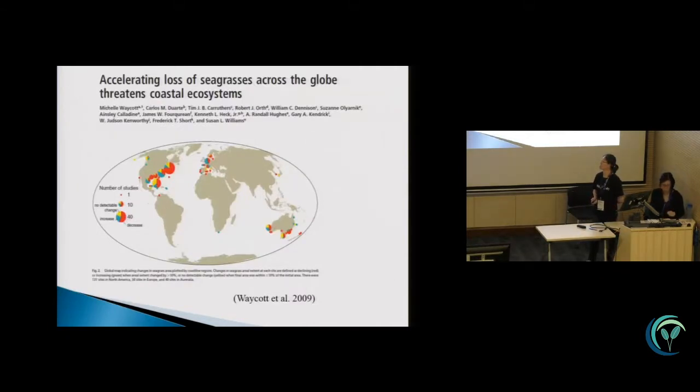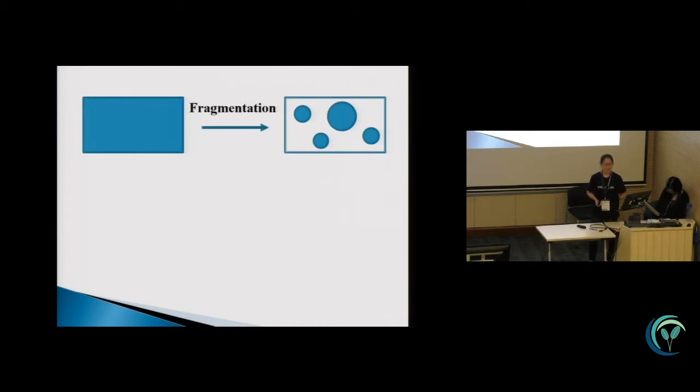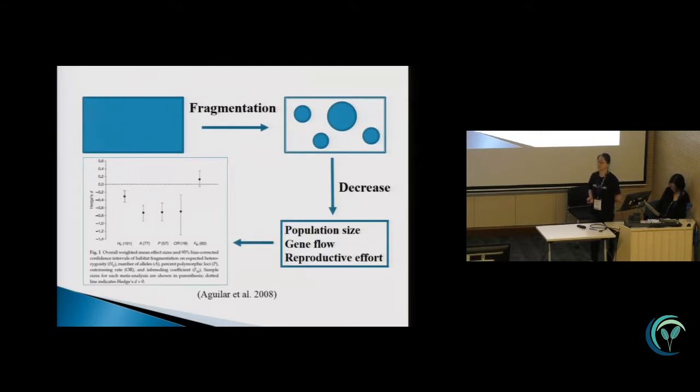But seagrass areas have been declining globally. This situation also occurs along the coastline of China. Due to eutrophication and human disturbances, the continuous meadows have been fragmented into isolated patches. Many studies have demonstrated that habitat fragmentation can decrease the population size, gene flow, and the reproductive efforts of the species. As a result, the population genetic diversity also decreases.